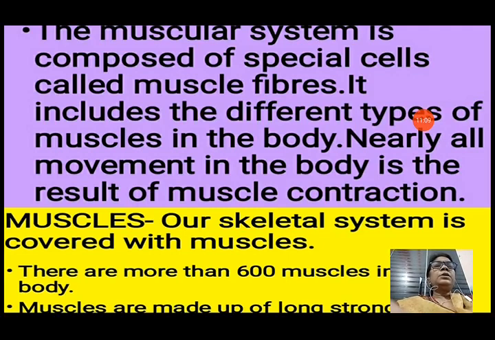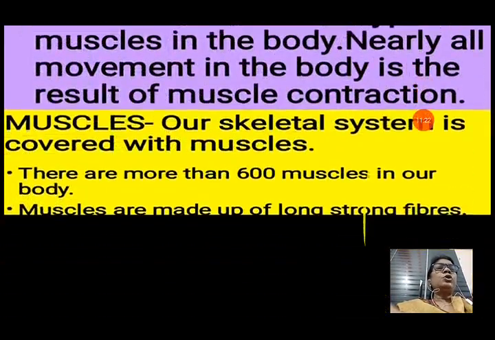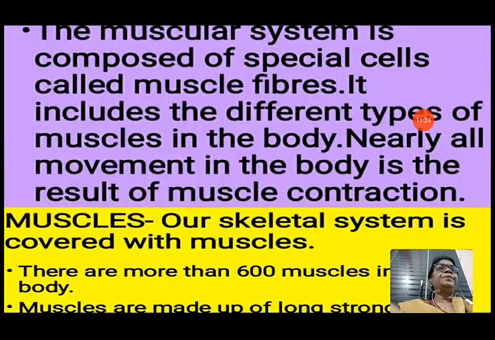Muscles. Our skeletal system is covered with muscles. The whole skeletal system is covered with muscles. You cannot see the bones in your body anywhere. There are more than 600 muscles in our body. Actually it is 640. Muscles are made up of long, strong fibers.